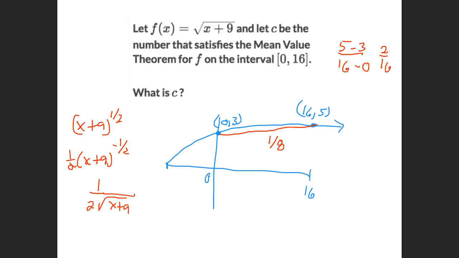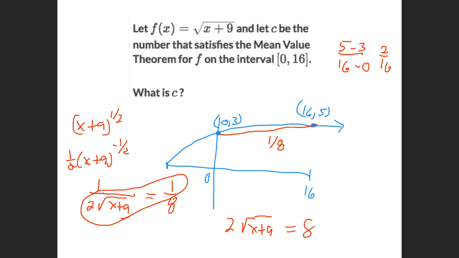Okay, so I need to set that equal to 1/8. Oh my goodness, how am I going to solve this? Well, it's a proportion, isn't it? I'm going to cross multiply. So I've got 2 times the square root of x plus 9 is equal to 8.